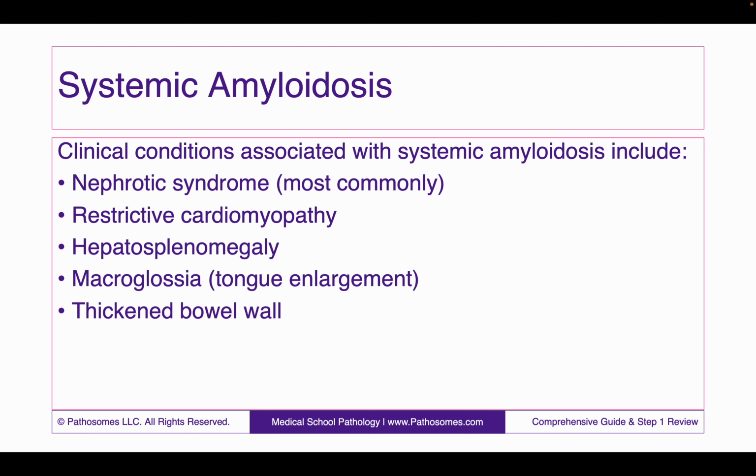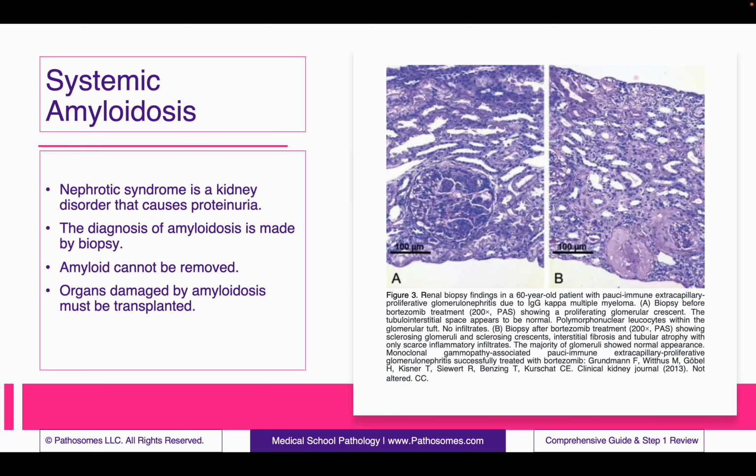Clinical conditions associated with systemic amyloidosis include nephrotic syndrome, most commonly, restrictive cardiomyopathy, hepatosplenomegaly, right, big liver and spleen, macroglossia, tongue enlargement, and even a thickened bowel. Nephrotic syndrome is a kidney disorder that causes proteinuria. You're going to see that later.